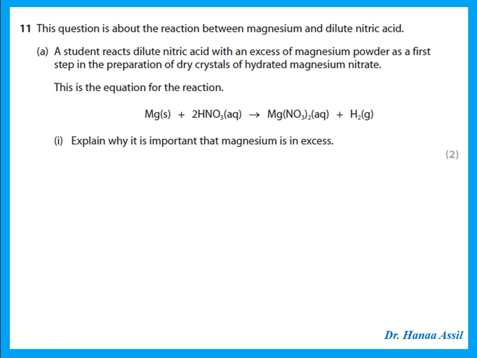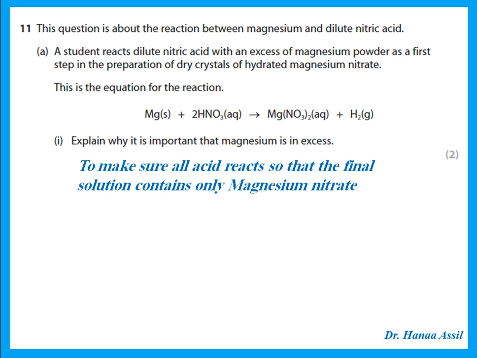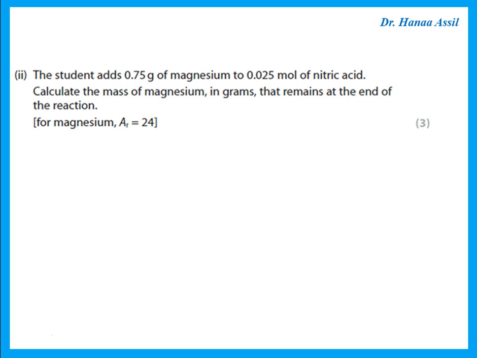Why is it important that the magnesium is in excess? Well, we need to put a lot of magnesium because we need to make sure that all the acid reacts, so that at the end, my final solution should contain only the magnesium nitrate that I want, not magnesium nitrate and excess nitric acid, for example. So we put excess magnesium to make sure that all the acid reacts.